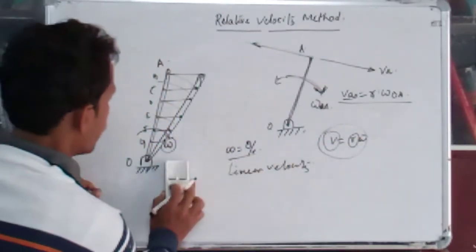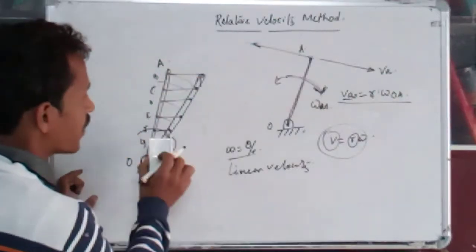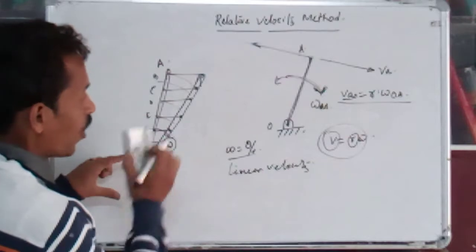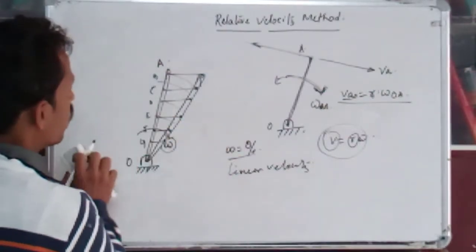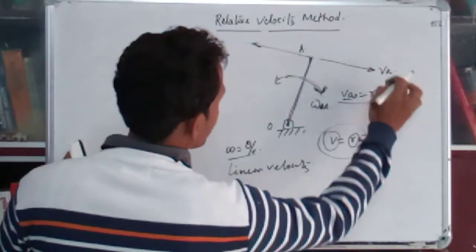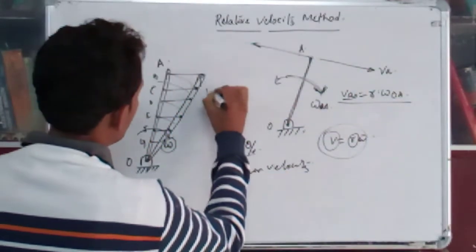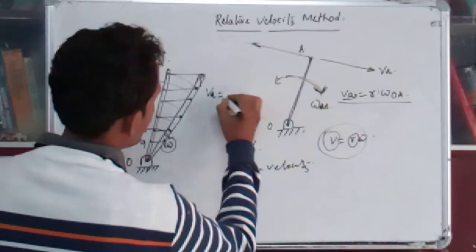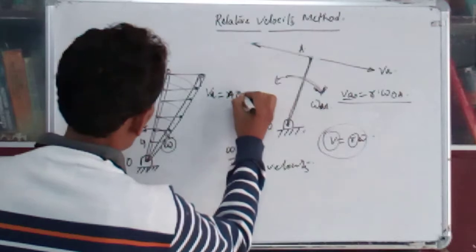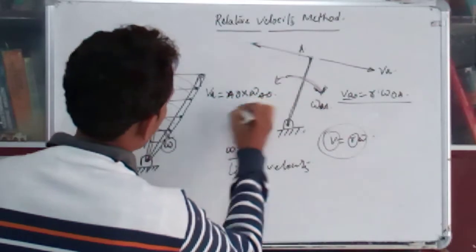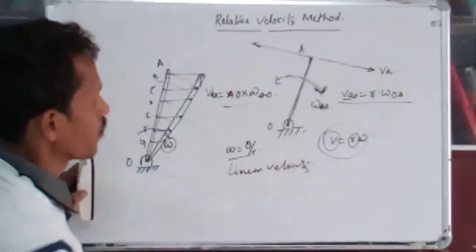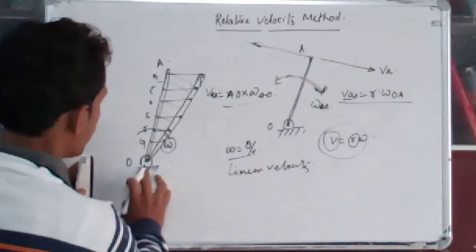Here we are considering a link of which one side is fixed and the other side is free. In that case, what will be the relative velocity? The relative velocity will be VA, that means r, or AO, into omega AO. That is the relative velocity, as one end is fixed.